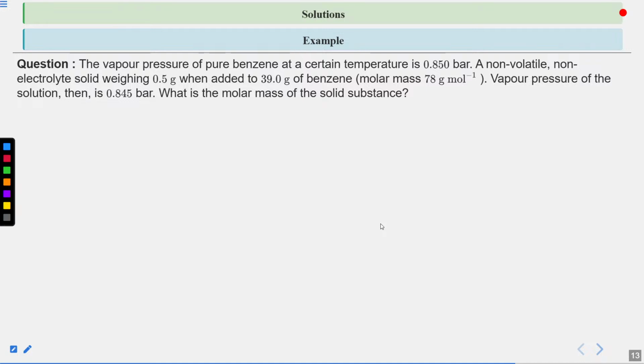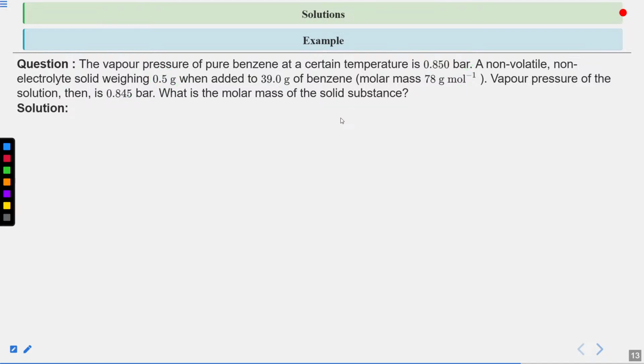Here is a question for you, directly from your formula. The vapor pressure of pure benzene at a certain temperature is 0.850 bar. So this is for the pure solvent. Now after the addition of a non-volatile, non-electrolyte solid whose weight is 0.5 gram, when it is added to 39 gram of benzene, whose molar mass is 78 gram per mole, the vapor pressure of the solution is now 0.845 bar. You have to determine the molar mass of that added solid substance.